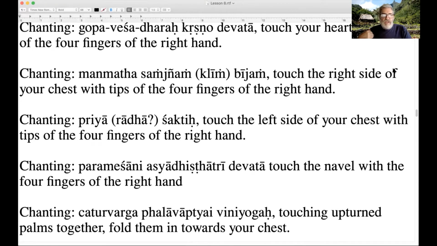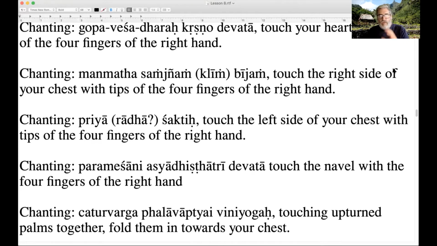Touch the right side of the chest with the four fingers of the right hand. Then I have Priya Shaktihi. Now it says Priya Shaktihi. What do we mean by Priya? So I put here Radha. Okay, so it could also be Priya Radha Shaktihi. Touch the left side of the chest. Right? Radha is the Shakti of Krishna. The Krishna Shakti is Radha, right?